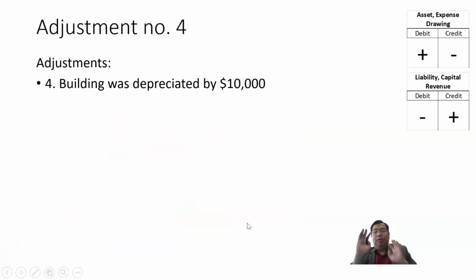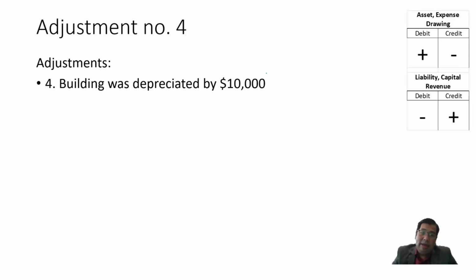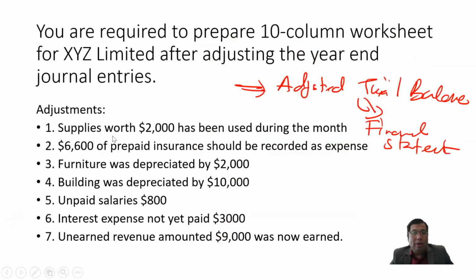Okay, let us move to the next one. Building was depreciated by 10,000. So this will be our depreciation expense for this year. So how are we going to do this?